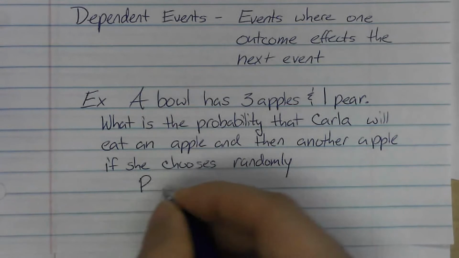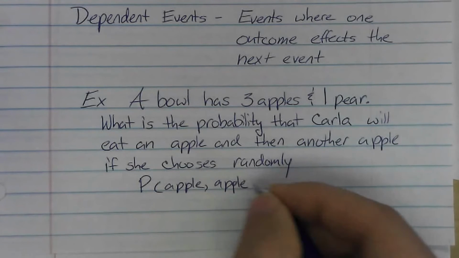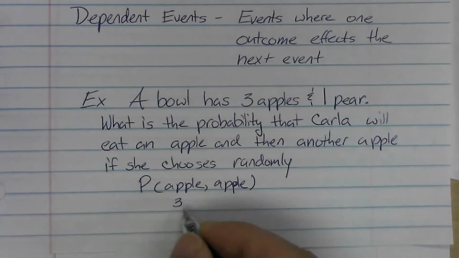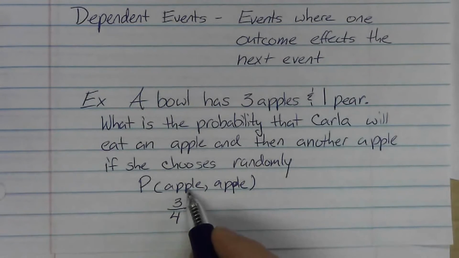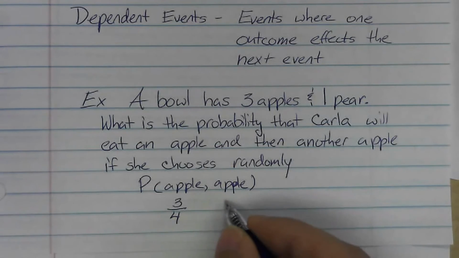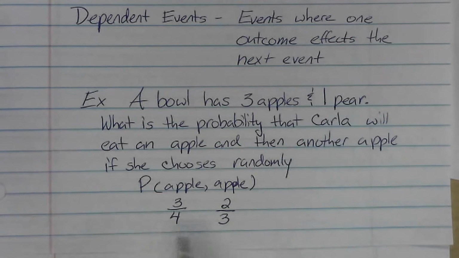So, the question would look like this: probability of an apple and then an apple. When she first reaches into the bowl of fruit, there are 3 apples and 4 total pieces of fruit. So 3 out of 4 is the probability of her grabbing an apple. Once she grabs an apple and eats it, the second time she reaches in for an apple, the probability is not 3 out of 4. Now there are only 2 apples remaining and only 3 pieces of fruit in the bowl. Remember, she took an apple out. That lowered the total amount of fruit from 4 to 3, changing the denominator.